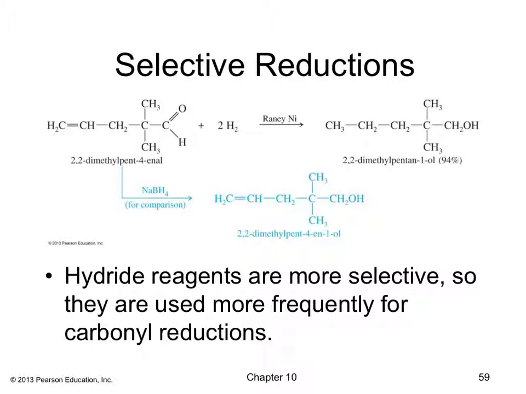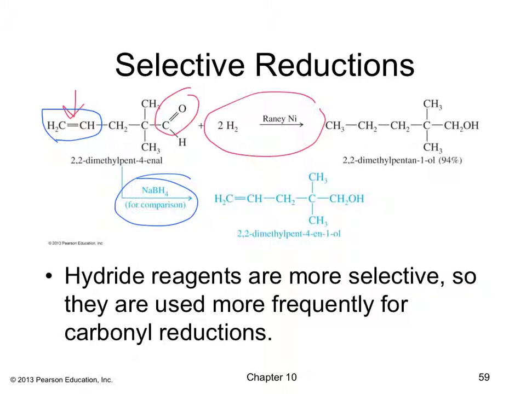Selective reductions. If we added hydrogen in the presence of Raney nickel, we would reduce both this double bond as well as this aldehyde. But if you want to do a selective reduction and leave the double bond intact, then you would use sodium borohydride, which would only reduce this portion.